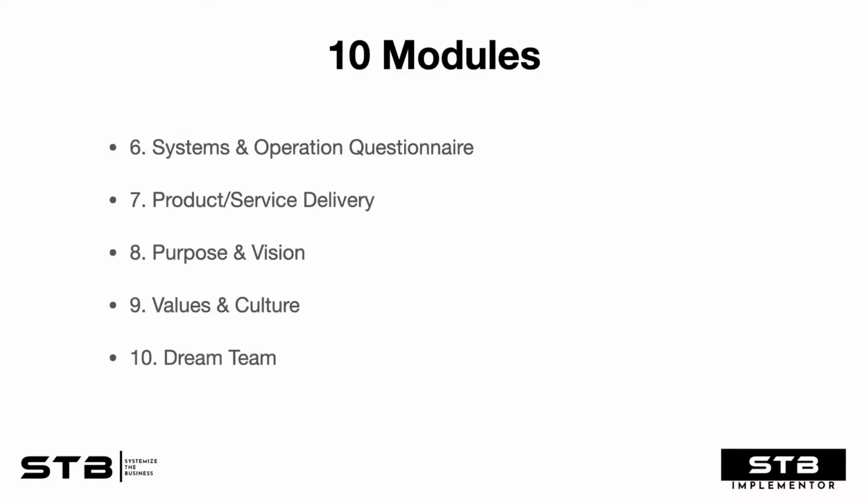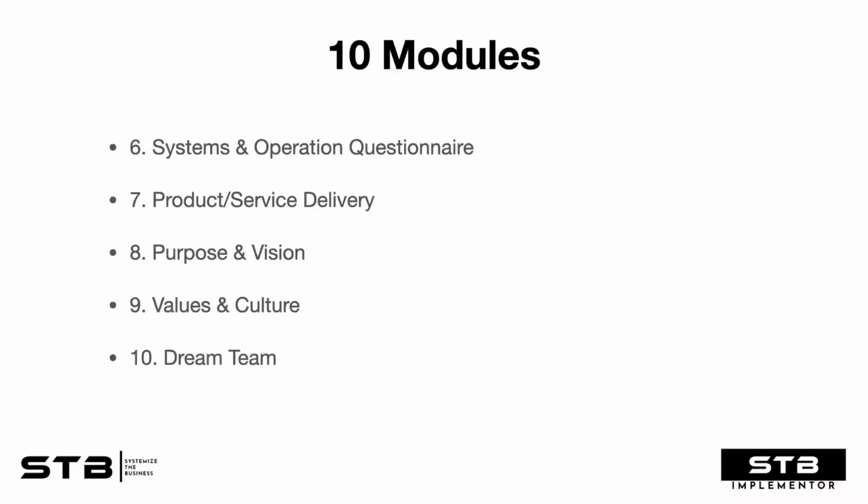Then module number 6 is the system and operations questionnaire. This will allow you to hone in on the systems that you need. How are you operating now? What do you need to improve and develop? And what systems do you currently need that you currently don't have?